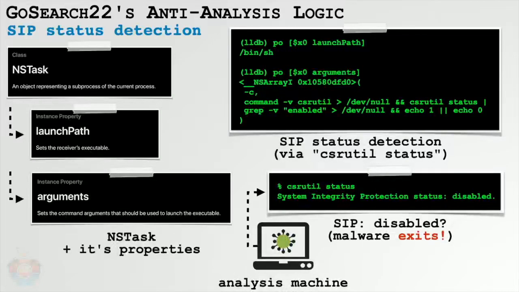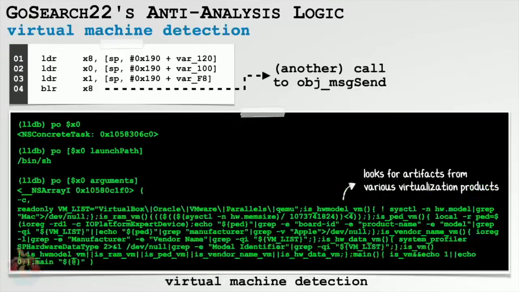As we can see on the slide, via the arguments, it's going to invoke /bin/sh, passing in the command csrutil, which is how you execute a check to see if system integrity protection is enabled. So the malware is basically delegating out to the system. We also find that the malware employs anti-VM logic. Malware authors rightfully assume that if the malware finds itself running in a virtual machine, it's likely being analyzed.